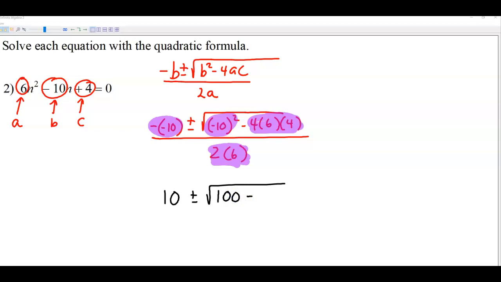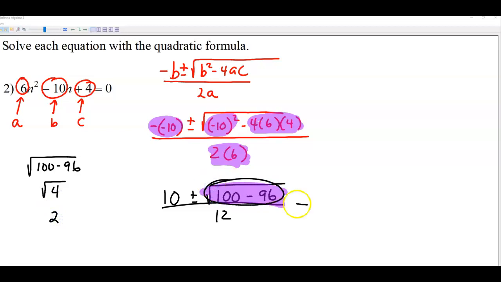24 times 4, that's 96, I believe. And then 12. Next, I go ahead and do my square root here. So let's take care of this square root next. I'll do that work on the side here. We have the square root of 100 minus 96. 100 minus 96 is 4, and the square root of 4 is 2. So I could replace this whole thing here with 2.